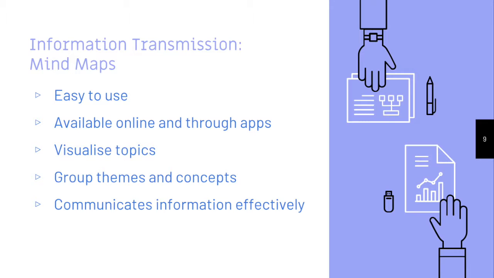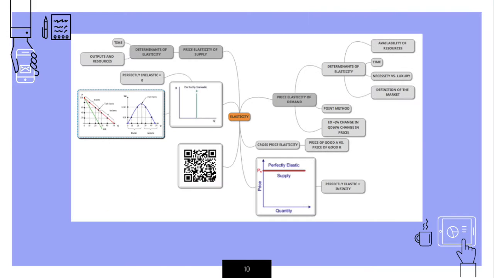Mind maps are an easy tool to use which can be provided by apps or websites. With mind maps, information becomes more visual and themes can be sorted accordingly. They facilitate information transmission as ideas can be easily communicated between two people without interaction. This is a mind map I created using a website called MindMap.